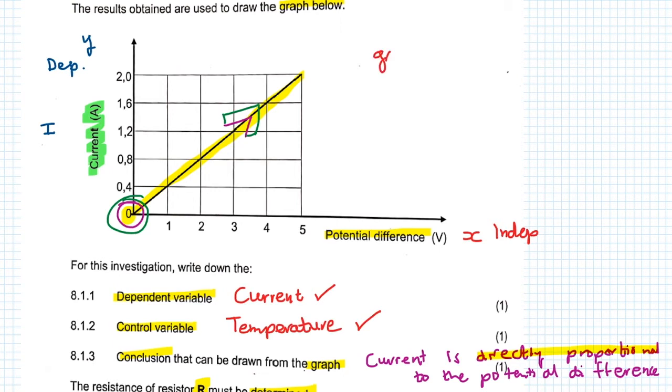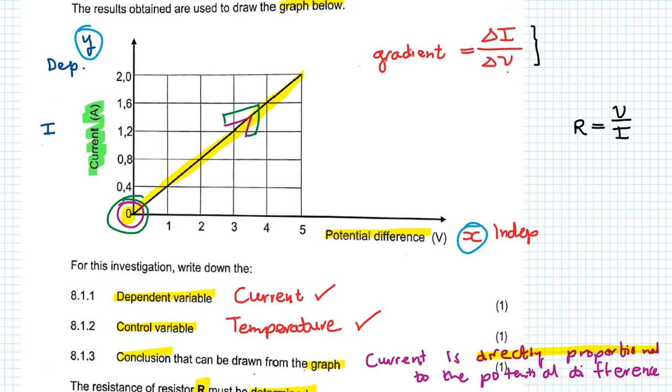When we calculate the gradient, we're going to end up with change in current over change in potential difference, because current is the y values, and to calculate gradient we say change in y over change in the x values, which here is potential difference. When you take a look at this formula, it should remind you of Ohm's law. Ohm's law says that the resistance is going to be equal to V over I. But over here, when we calculate the gradient, instead of having V over I, we have I over V.